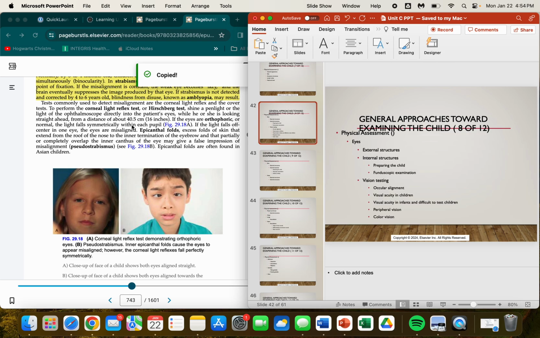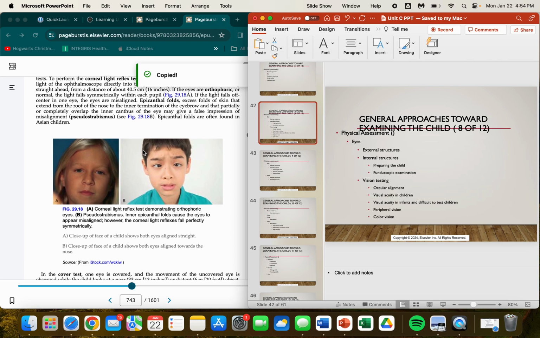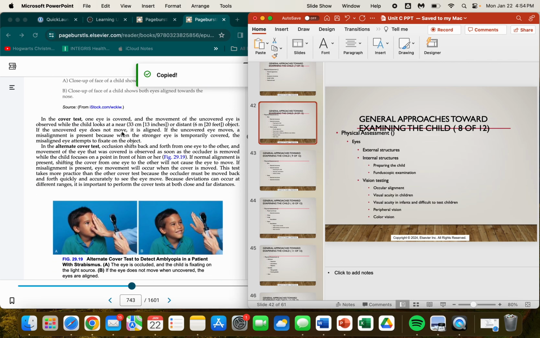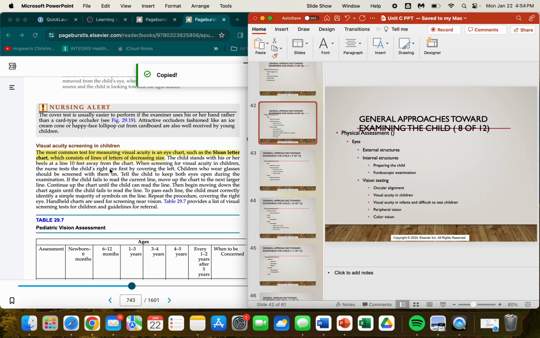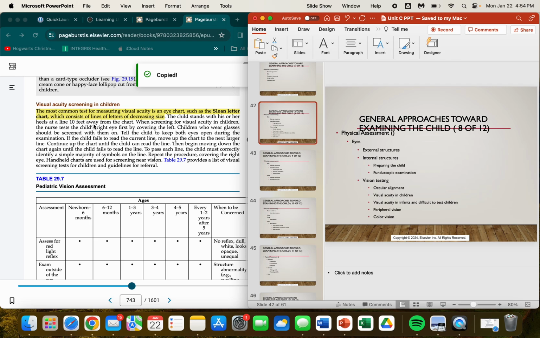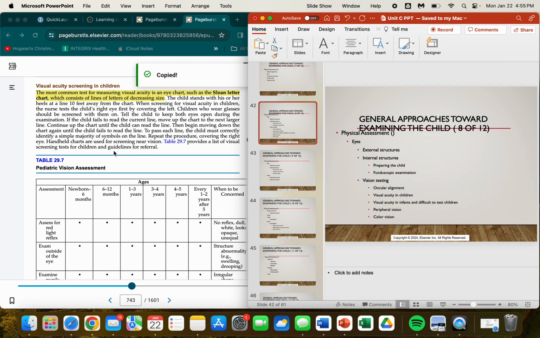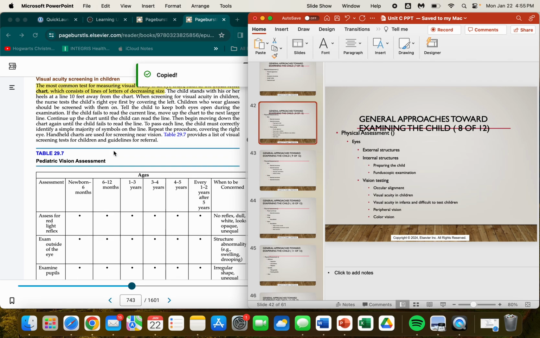And then this continues to talk about different ways that we can continue with eye assessments, the cover test to make sure that one eye is stronger than the other. Your book does talk about visual acuity screening, so the Sloan letter chart is one of those ways we can use that visual acuity assessment. Every now and then as the nurse you may administer that assessment, especially if the child's had some kind of ocular trauma.